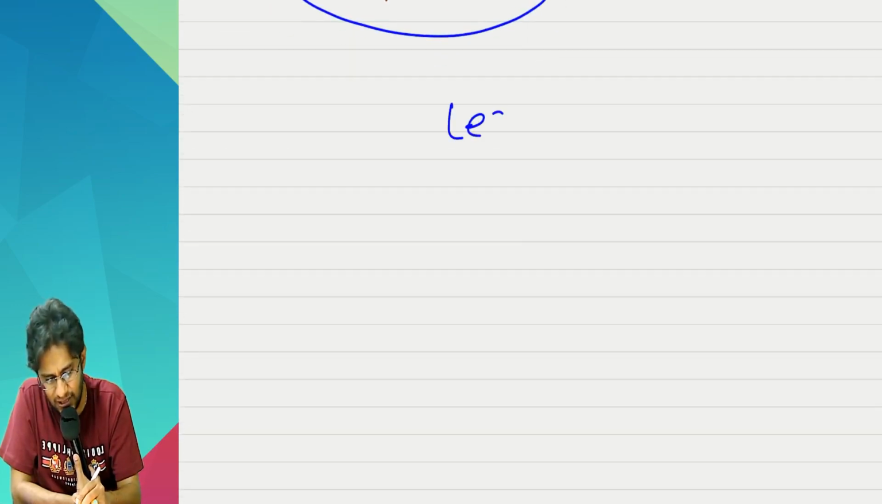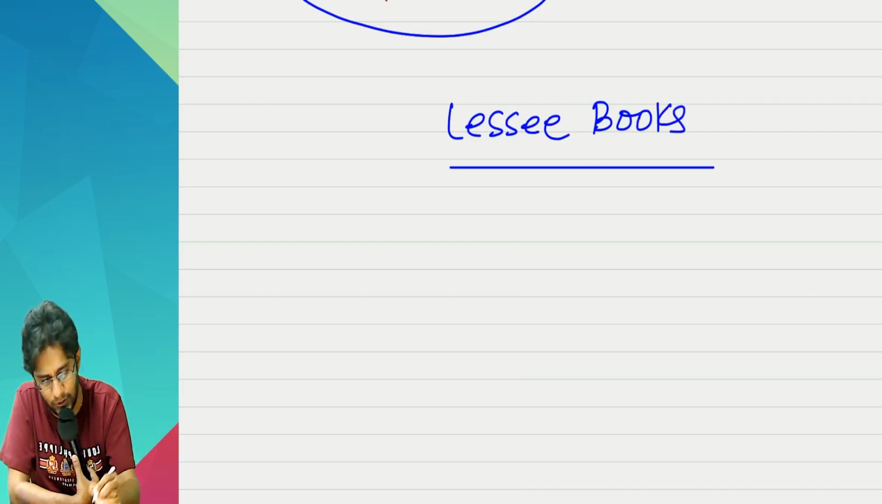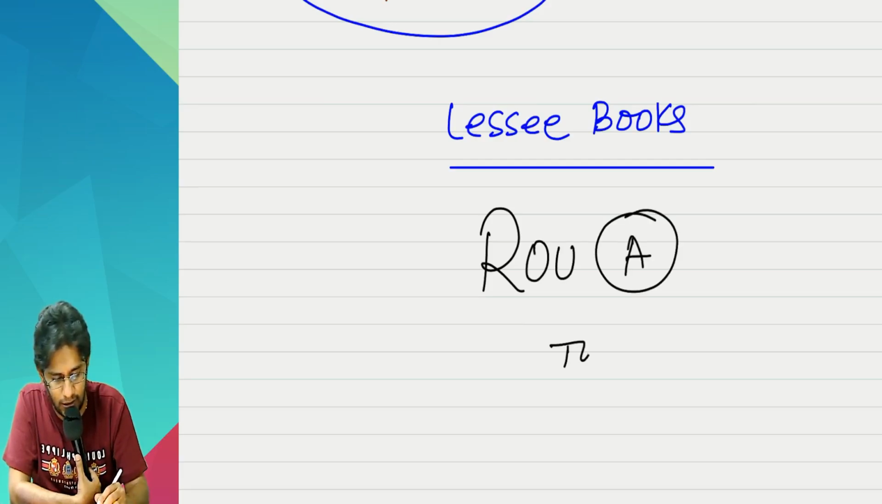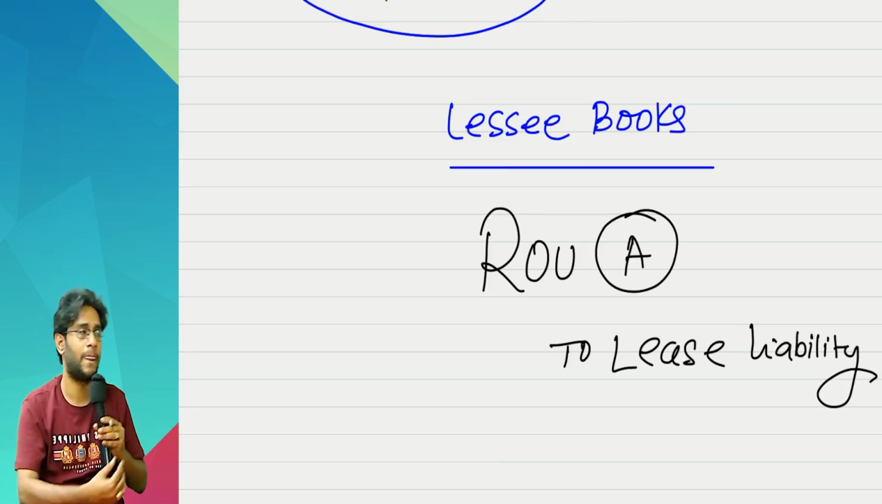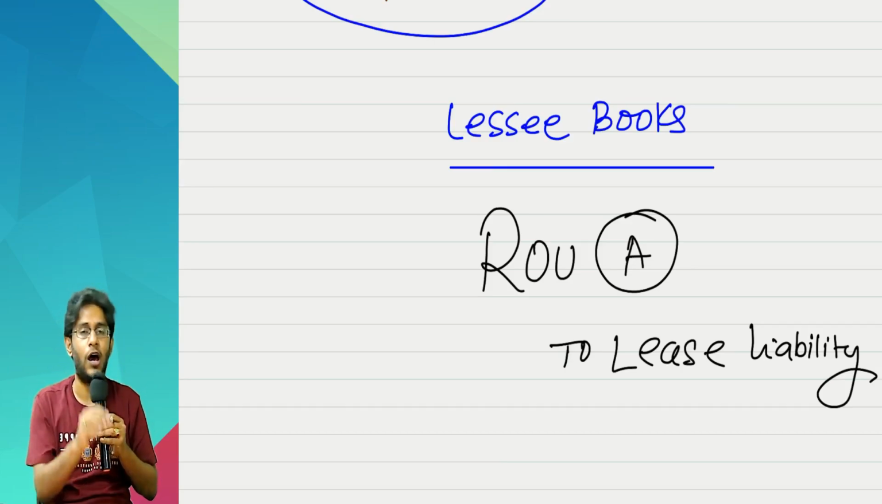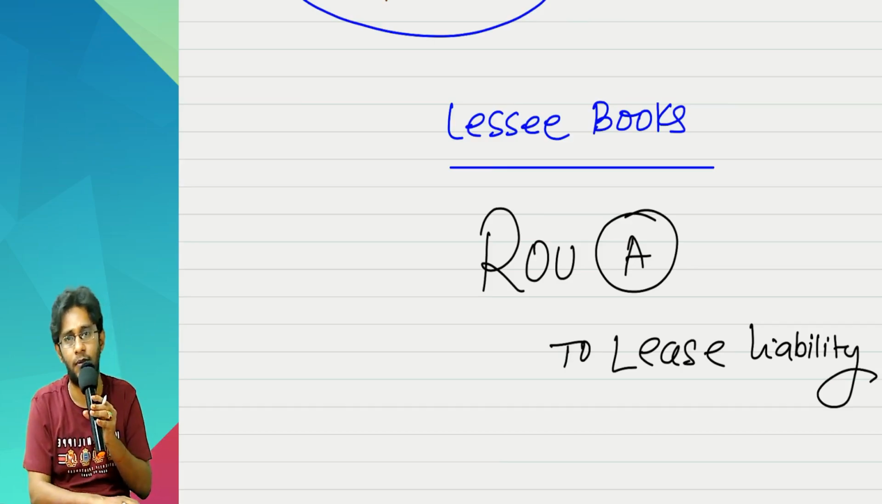Very easy, sir. Extremely easy. Lessee's books, you just have to write only one entry, as we discussed at the start of the class. What is that? Right-of-use asset account debit to lease liability. How does our standard explain it? Lease liability should be recorded at what amount, and ROU asset should be recorded at what amount, separately they explain.